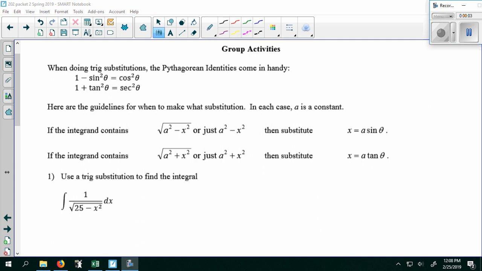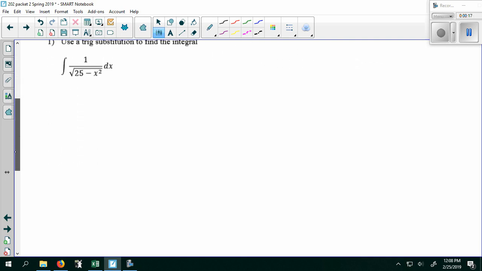Okay, lesson 13 activities. So we've got some guidelines on how to choose a trig substitution and some identities that might come in handy. So we'll keep those in mind as we work through these integrals. The integral of 1 over 25 minus x squared dx.